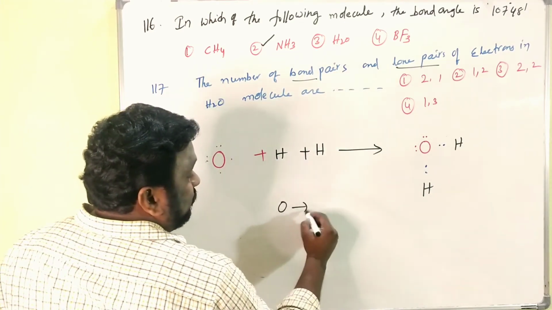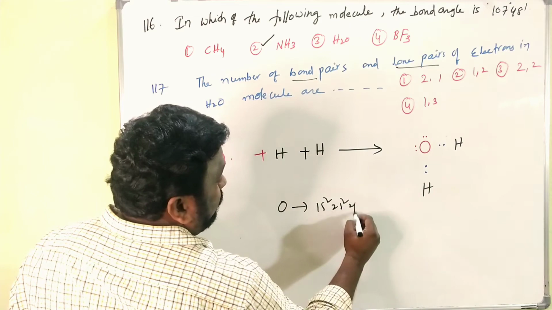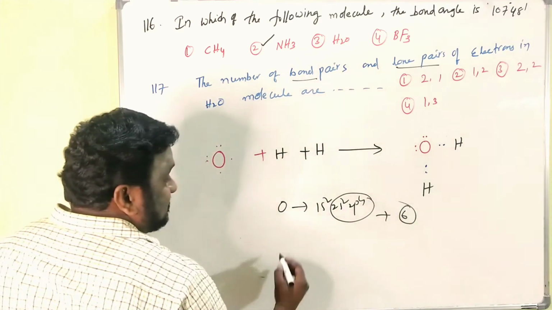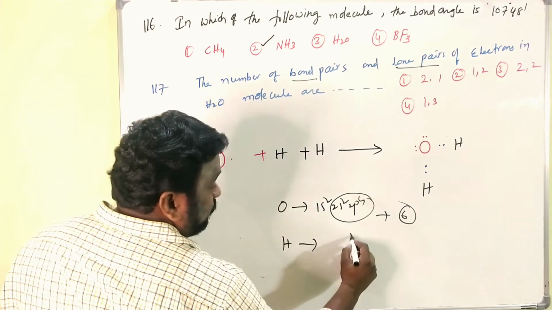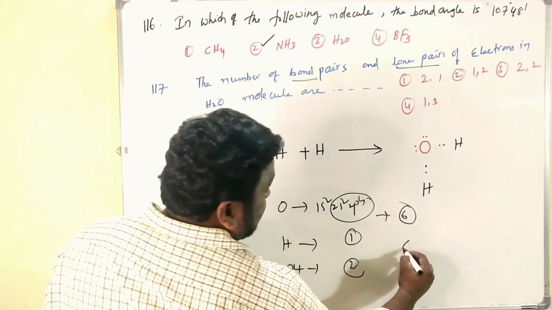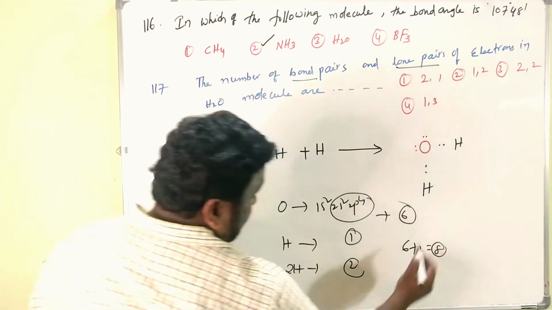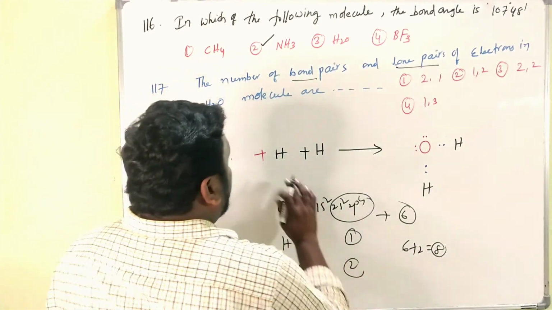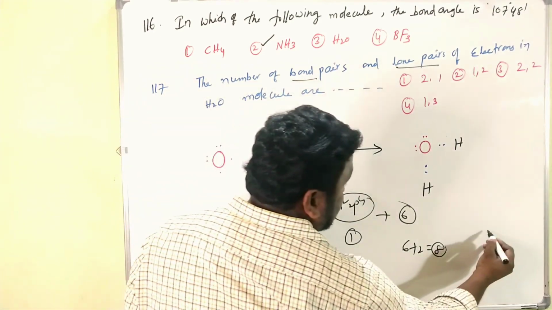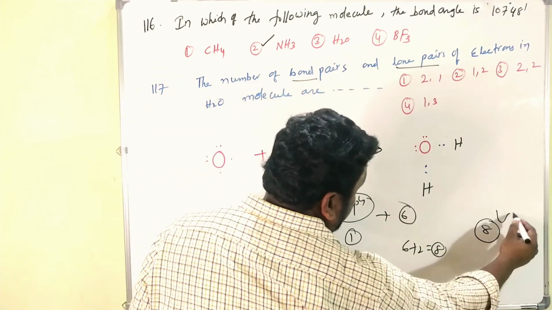For oxygen, 1s2, 2s2, 2p4. How many valence electrons are there? 6 valence electrons. For one hydrogen, 1; then 2 hydrogens, 2. 6 plus 2 is 8. So in the combination of oxygen and 2 hydrogens, total how many valence electrons are there? 8 valence electrons are there.